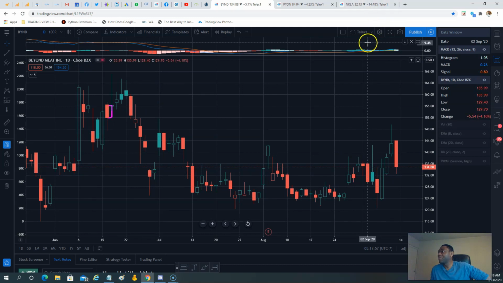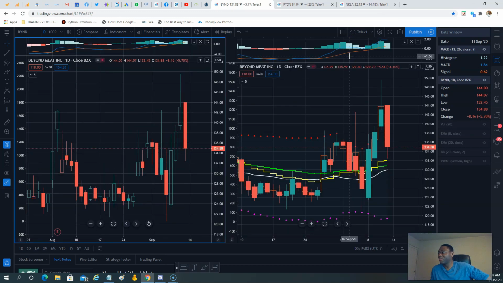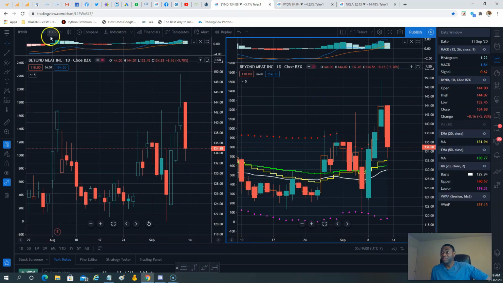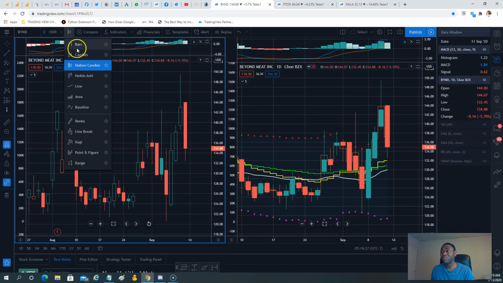So what am I going to do here? Is it possible for me? Yep, let me go and split the screen. On the right-hand side, I'm using the candlestick charts. And on the left-hand side, for the same stock, these are hollow candles. So look at the difference.